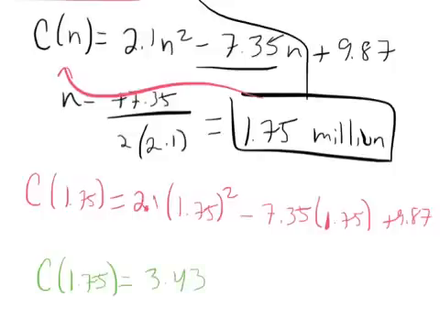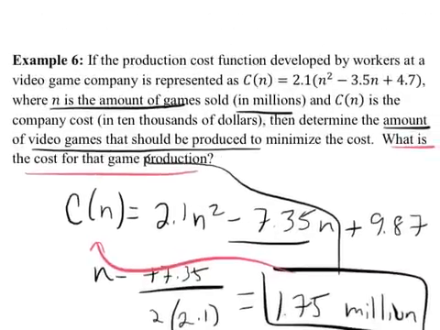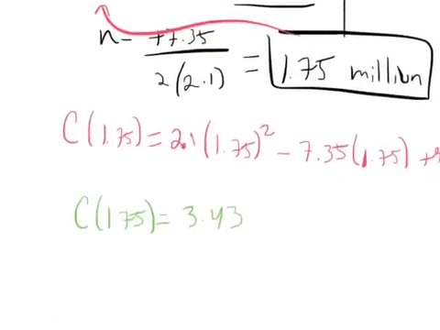And remember, that is in 10,000s. C of n is the company cost in 10,000s of dollars. So 3.43 10,000s of dollars. So it's really 34,300 if we remember to move it over the correct way. Okay, so multiply this by 10,000.